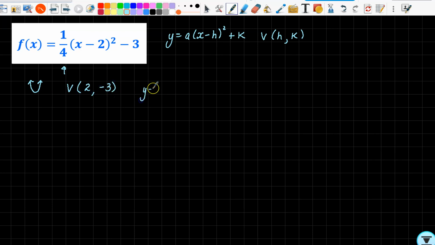My y-intercept, as we have done all along, x is 0. So this now becomes y equals 1/4, 0 take 2 is minus 2, squared, minus 3. You can pop that into your calculator if you want to. Minus 2 squared is 4, 4 times 1/4 is 1, and we get minus 2. So the y-intercept is (0, minus 2).